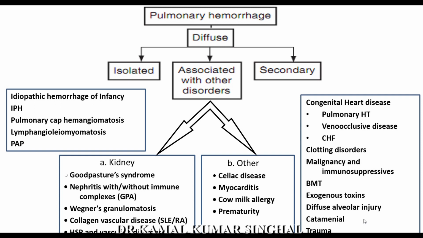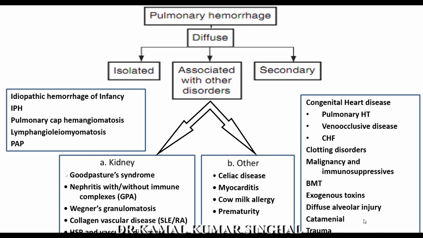Isolated pulmonary hemorrhage may be because of idiopathic hemorrhage of infancy. It could be idiopathic pulmonary hemosiderosis. It could be pulmonary capillary hemangiomatosis. It could be lymphangiomatosis or pulmonary alveolar proteinosis. If you look at the conditions associated with other disorders, kidney disorders are associated with hemoptysis in Goodpasture syndrome. There may be nephritis with or without immune complexes like granulomatous polyangiitis, Wegener's granulomatosis, collagen vascular diseases like SLE or rheumatoid arthritis, Henoch-Schönlein purpura, and vasculitic disorders.